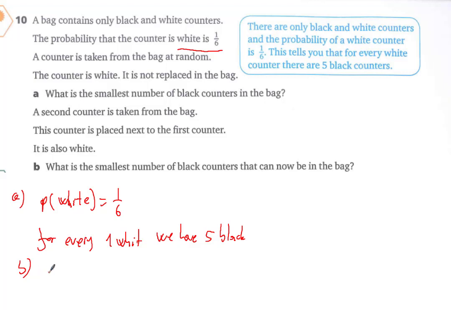If we got 2 white ones, that means there were at least 10 black ones. Because for every one white we have 5 black, that means if we chose by random 2 white ones, that means we had 10 black. So at least we have 10 black counters.